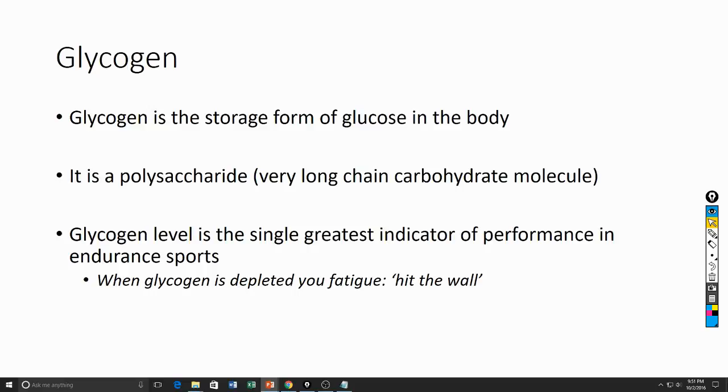Anyway, when you start running out of glycogen, as I've said, it's super important. When you start running out of glycogen, you fatigue. Simply put, when your glycogen drops off, you stop moving. At least, you stop moving fast. So, there's a term, hitting the wall. It's often used in endurance sports. Some of you may be familiar with this.